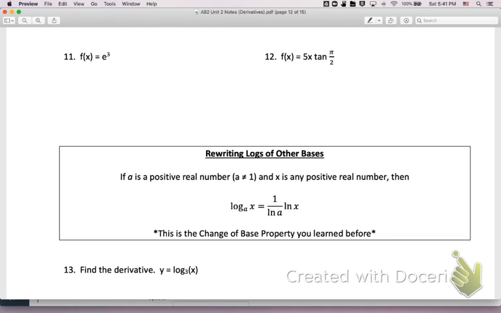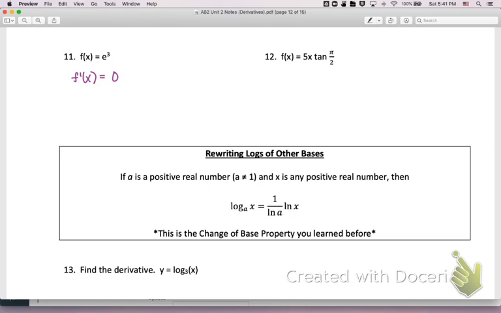The derivative of e to the third is 0. Why? Because e to the third is not an unknown value. E to the third is a constant. We can plug that into our calculator. That has a numerical value, e to the third.